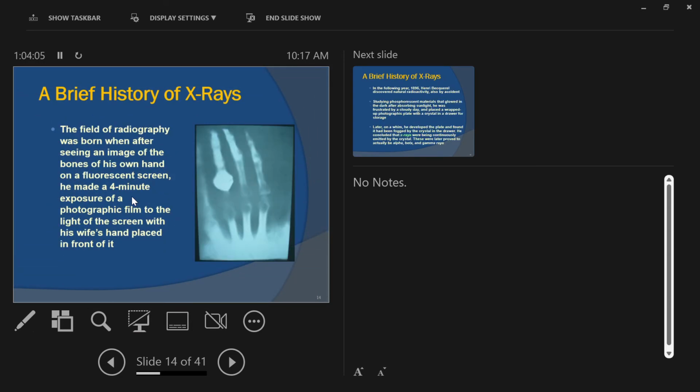So, to be clear, Röntgen discovers man-made radiation, radiation that we created with our machines.